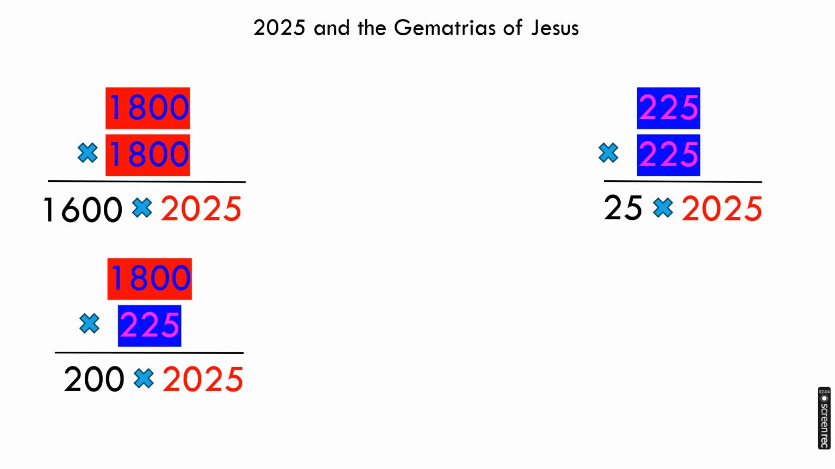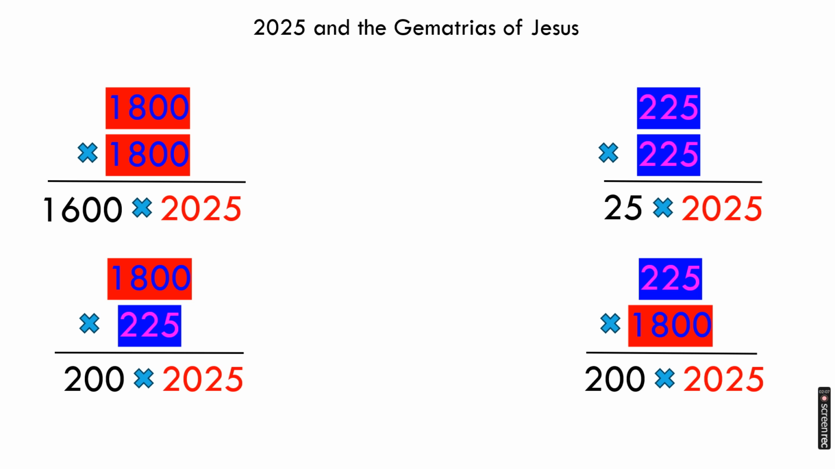But I want to show you something new and exciting. If we multiply the standard and ordinal totals in different combinations exhaustively, something amazing happens. Standard multiplied by standard. Standard multiplied by ordinal. Ordinal multiplied by ordinal. And lastly, ordinal multiplied by standard. First, notice that all 4 products are multiples of 2025.